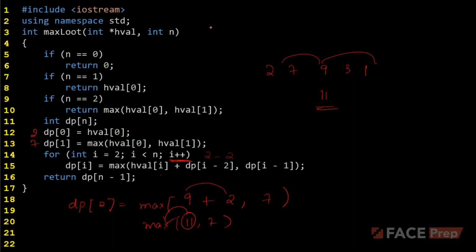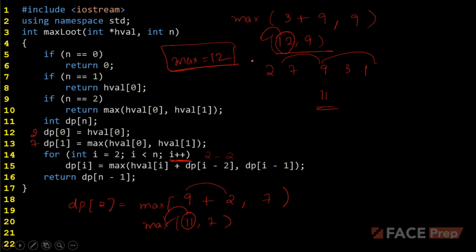So now I'll be checking the max of 3. That is 0, 1, 2, 3. 3 plus 11, comma, 3 minus 1, that is 2, 9. So now I'll be checking 12 and 9, and which one is the maximum value? 12 is the maximum value. So this will be returned as max is 12.